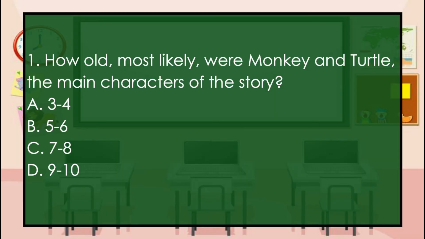Did you enjoy the story, kids? Excellent! Now let us answer the following questions. Are you ready for number one question? Very good. The first question: how old most likely were Monkey and Turtle, the main characters of the story? A. 3 to 4, B. 5 to 6, C. 7 to 8, and D. 9 to 10.